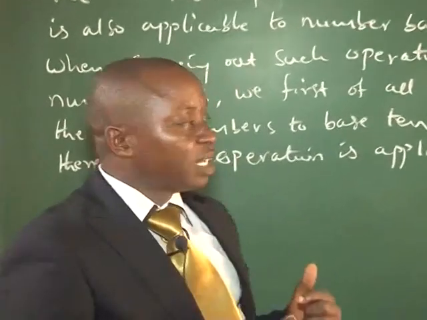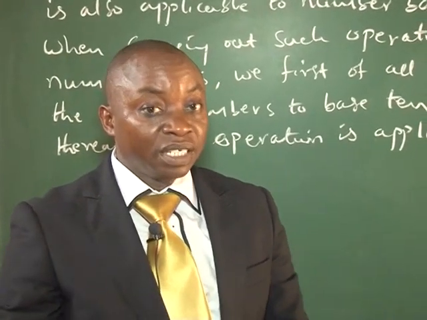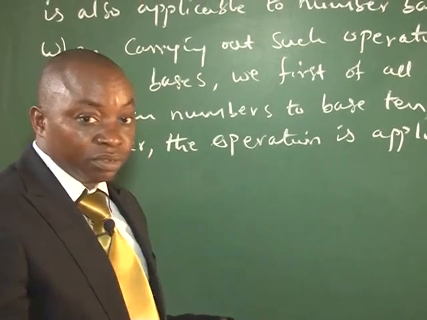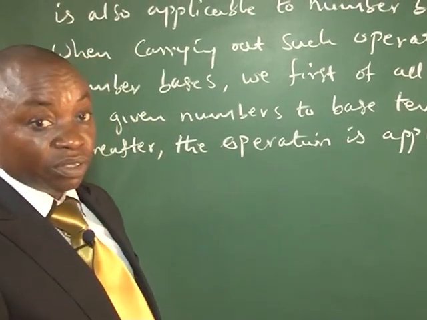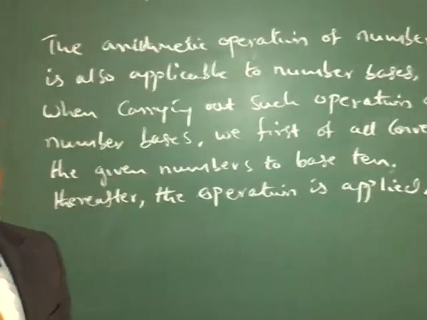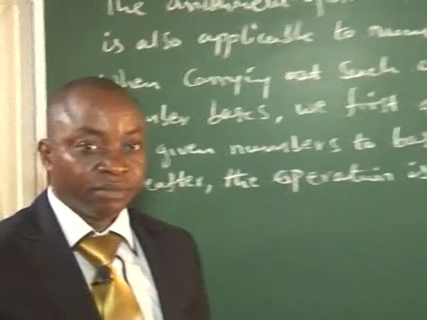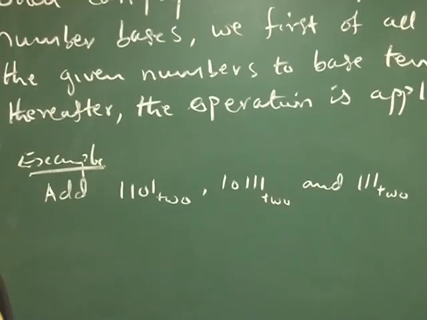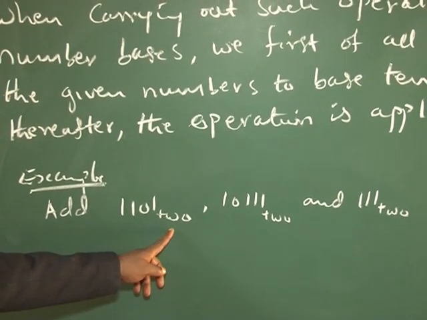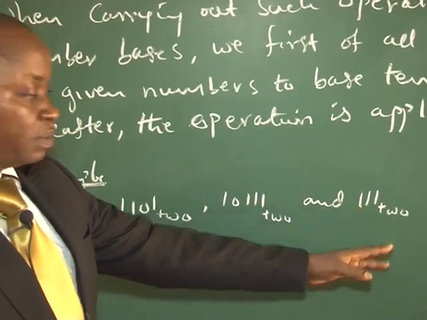Now, apart from this particular method we are saying, we have other methods. I don't want to use the usual addition of numbers. I want to use this particular method too. Apart from this one, there are also other methods. So we'll take an example so that it will let us understand how the method is applied. Now look at the example. Add 1101 in base 2, 10111 in base 2, and 111 in base 2.